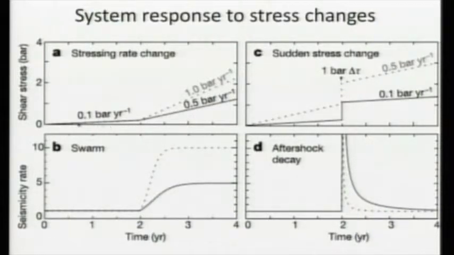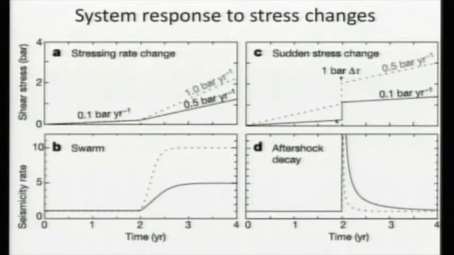As a reference case, let's assume that the stress in this system is increasing at, say, 0.1 bar per year. That's the loading rate. We will have some background rate of seismicity. And then at some time, the rate of stressing increases. It takes the Earth a while to catch up, but once it does, the rate of earthquake occurrence will increase. And the larger the stressing rate increase, the larger will be the increase in the rate of seismic activity.